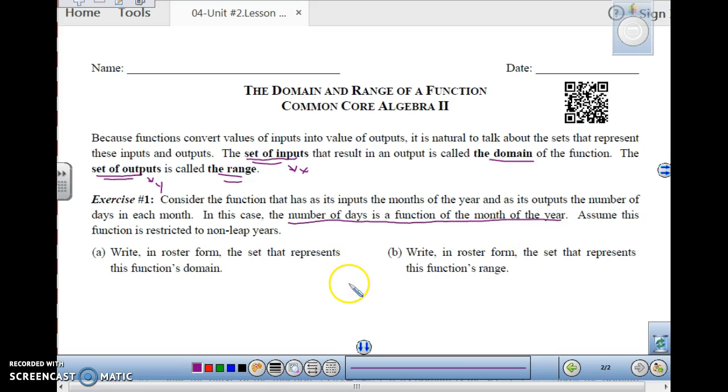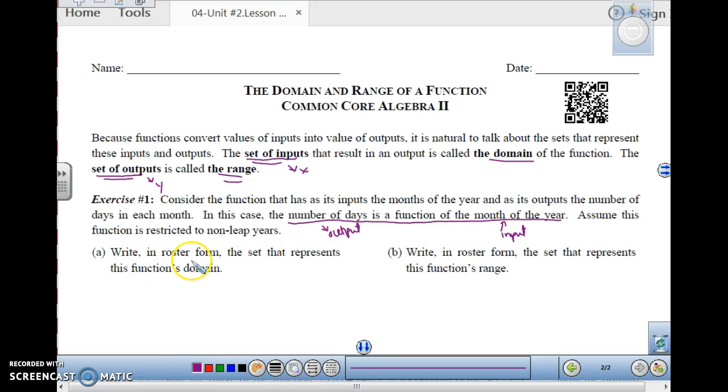If we're assuming that this function is restricted to non-leap years, the number of days is a function of the month of the year. That saying is, when you put in the months of the year, you get the number of days. So the input is the month of the year, and the number of days is the output. It's a good reason to be reading for vocabulary purposes. So the number of days is a function of the month of the year.